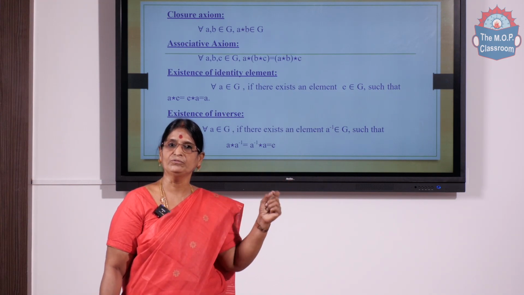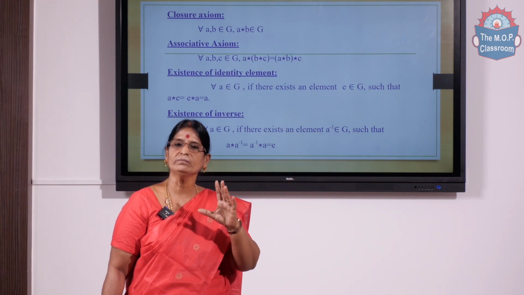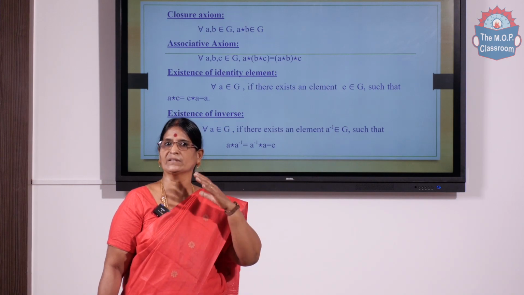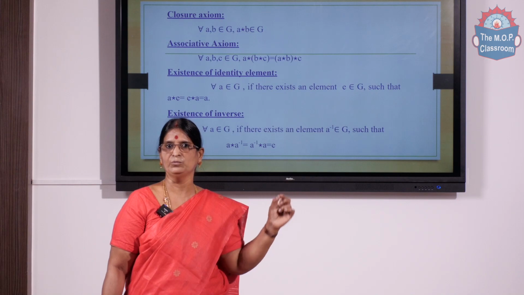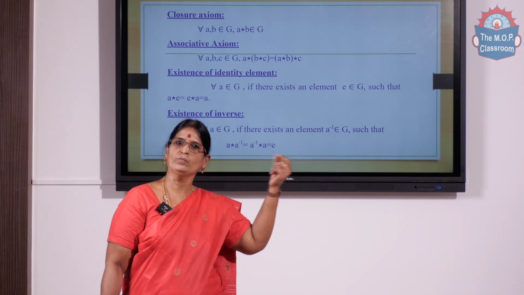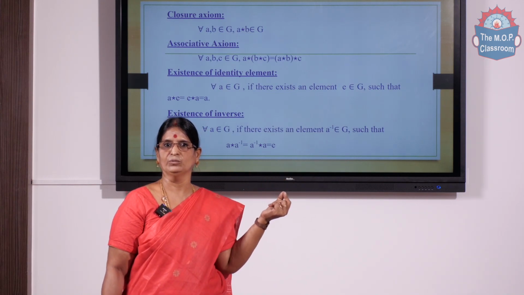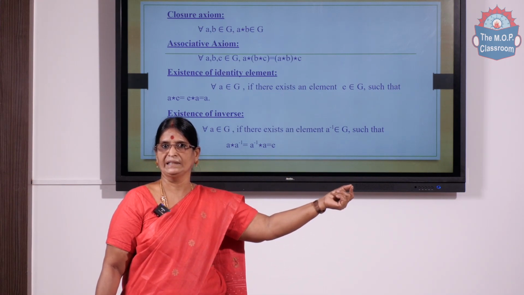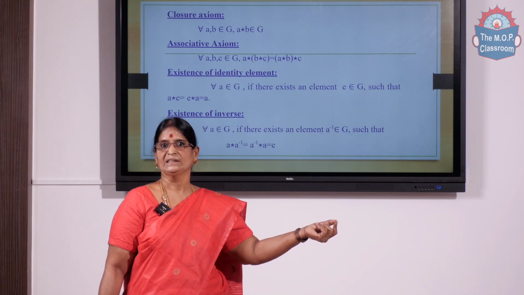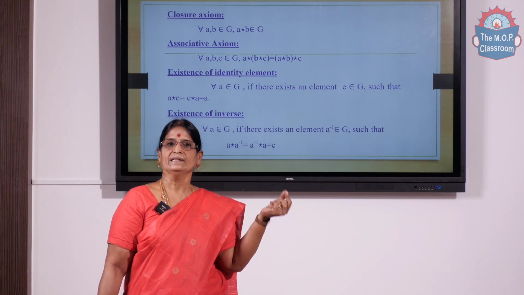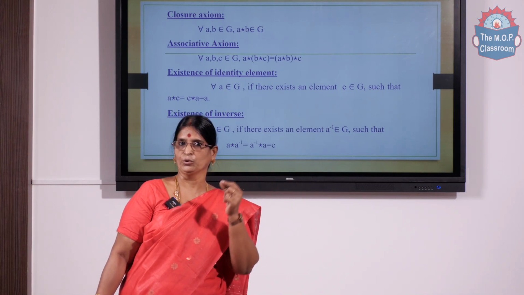If you are able to find it; if not, we cannot say the identity axiom holds good. So if there exists an element A inverse in G satisfying the condition A star A inverse equals A inverse star A equals the resultant, which should be the identity element of G, then we can say the set G is called a group.